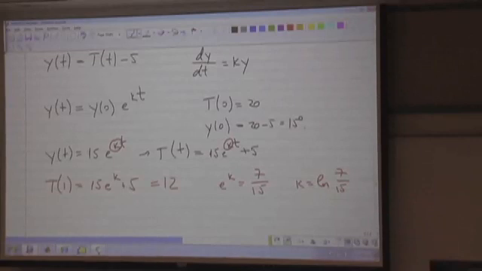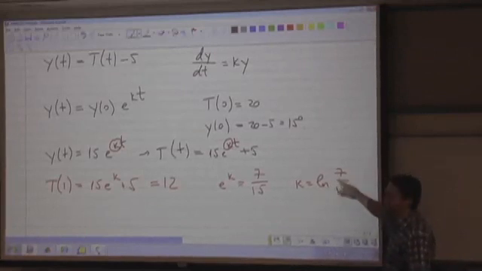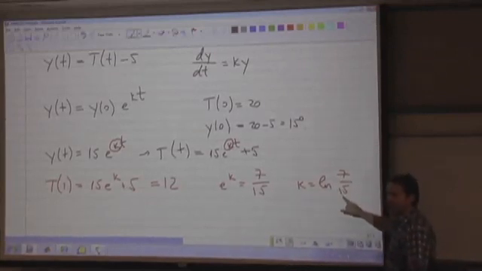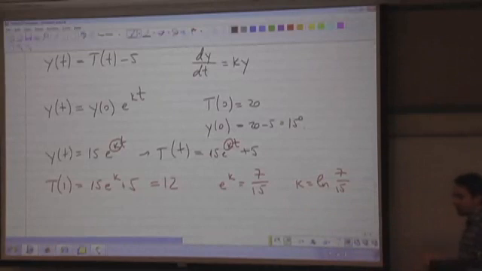And this is what I was saying when we looked at these problems. What should I expect? Well, I should expect k to be negative, right? And it is negative because 7/15 is less than 1. Why should it be negative? Well, because clearly we're looking at a decay, right? We started with 20 degrees and after 1 minute we're already down to 12, right? Does that make sense?